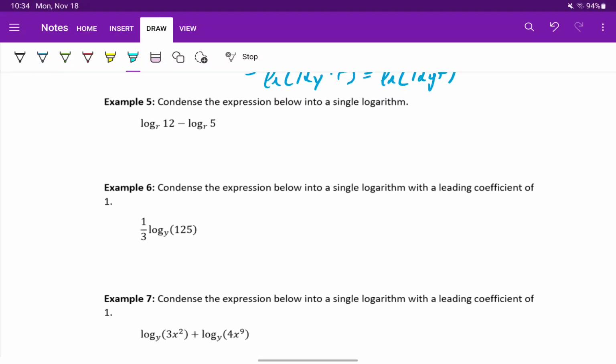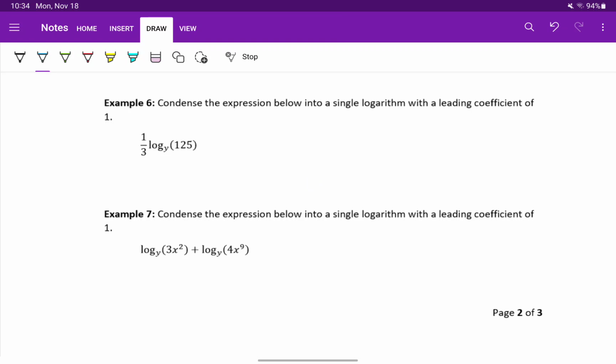In example 5, we're subtracting two logarithms, so we can combine these as the log base r of 12 over 5. And then if it did turn out that our value is reduced, we would want to reduce that fraction.